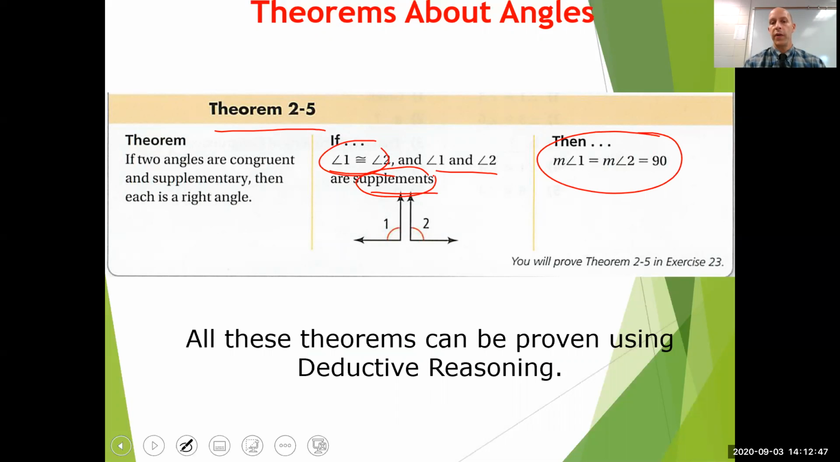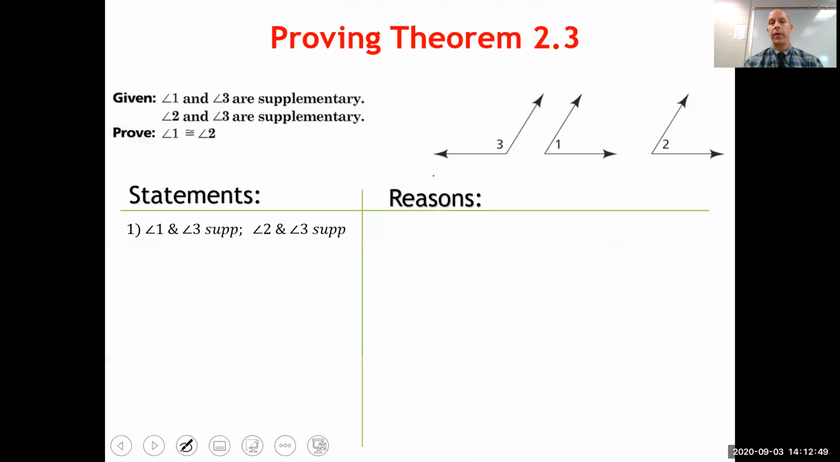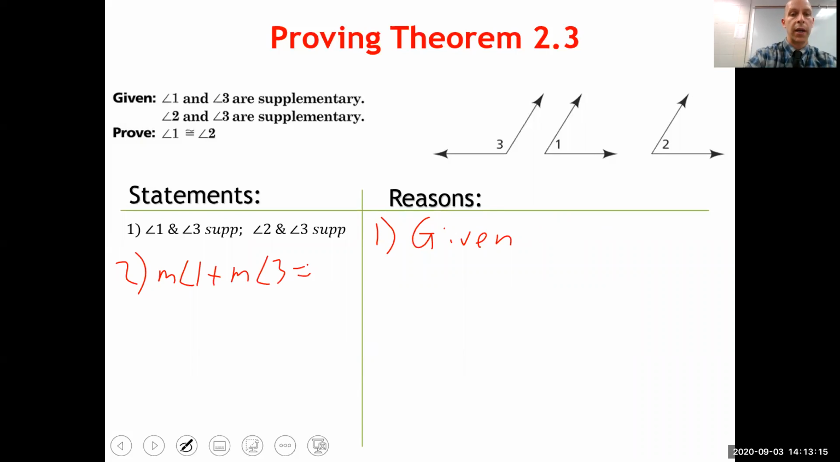All of these theorems can be proven using deductive reasoning, and I'm going to do that right now. So let's go ahead and prove theorem 2.2. Here's our given information, and here's what we're trying to prove. We know that angle 1 and angle 3 are supplementary. That was given, so the reason here is given. Now, if angle 1 and angle 3 are supplementary, then that means the measure of angle 1 plus the measure of angle 3 equals 180. Similarly, I could say that the measure of angle 2 plus the measure of angle 3 is 180.